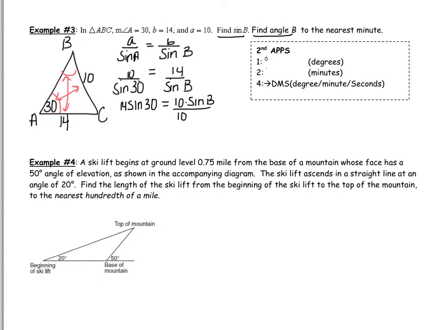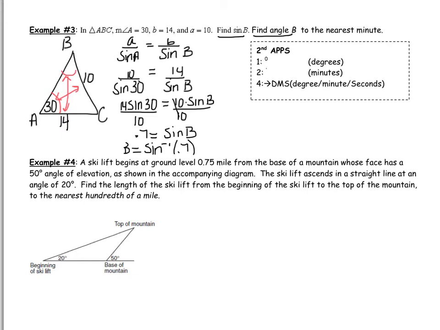How do I get sine of B by itself? Divide by 10. So in the calculator, 14 sine of 30, hit enter. Now divide by 10. You should get about 0.7. So 0.7 is equal to sine of B. So we've answered the first part of the question, find sine of B. Now find angle B. So how do we do that again? Sine -1, so B is equal to the inverse sine, so second sine of 0.7.